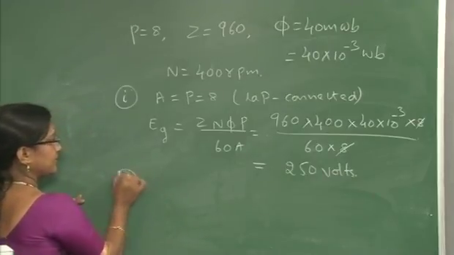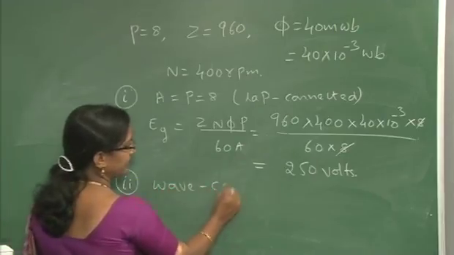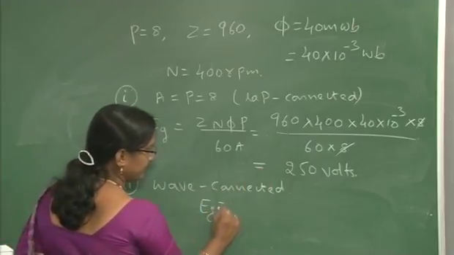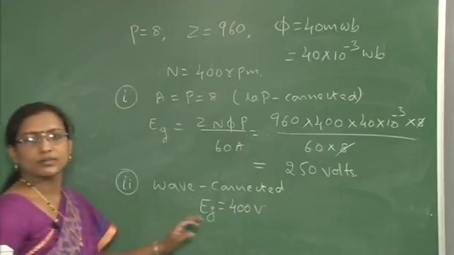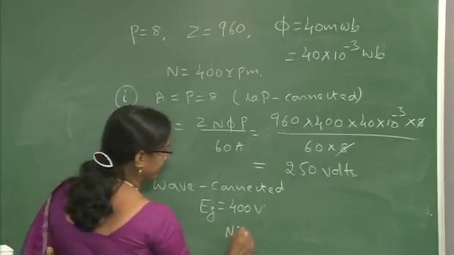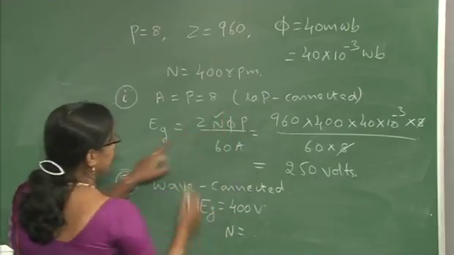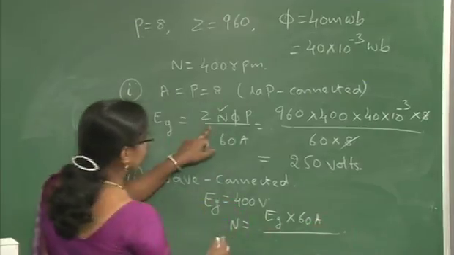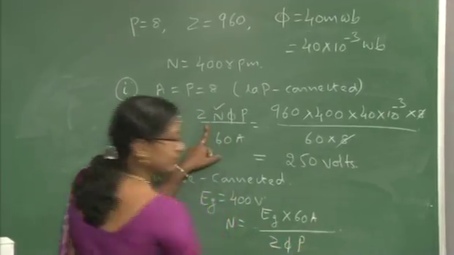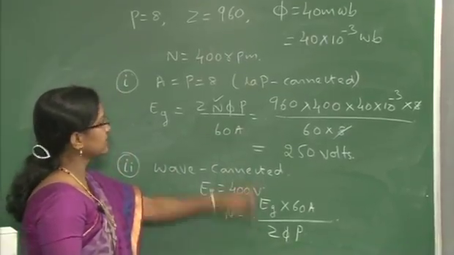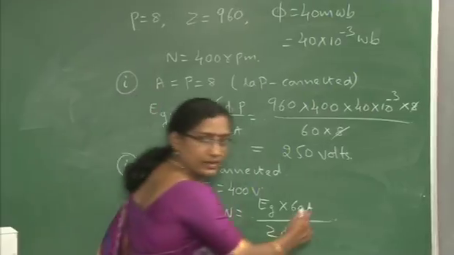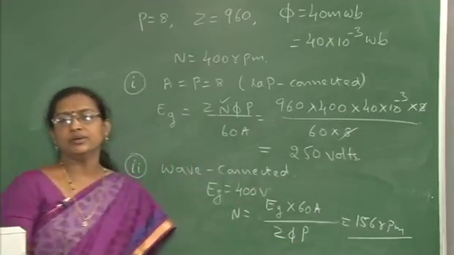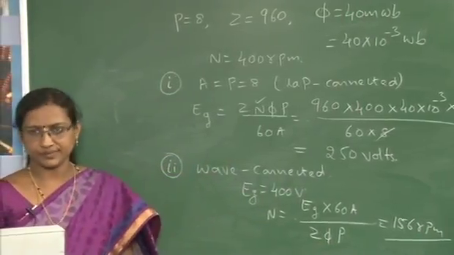In the second case, they have specified it is a wave connected armature. Okay, in this Eg is specified, that is 400 volts. You have to find out the speed N. In this equation, to get the speed N, you have to multiply this Eg by 60A, divided by phiP. Then when you substitute the values given here, and also this Eg is 400, you are going to get 156 rpm. The speed is now 156 revolutions per minute.